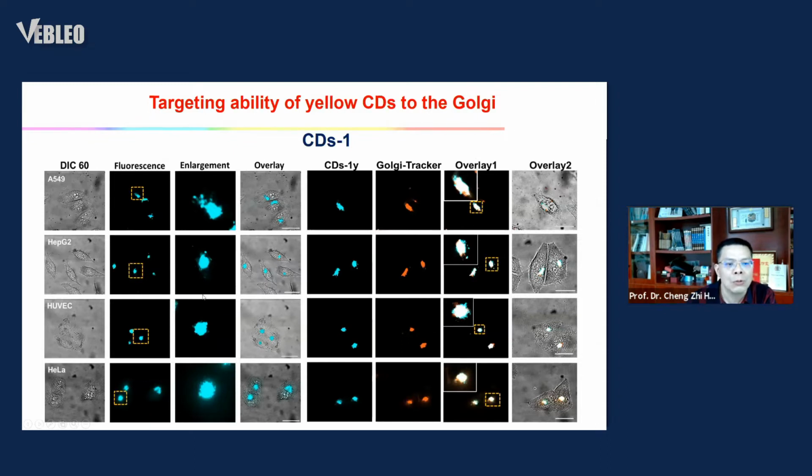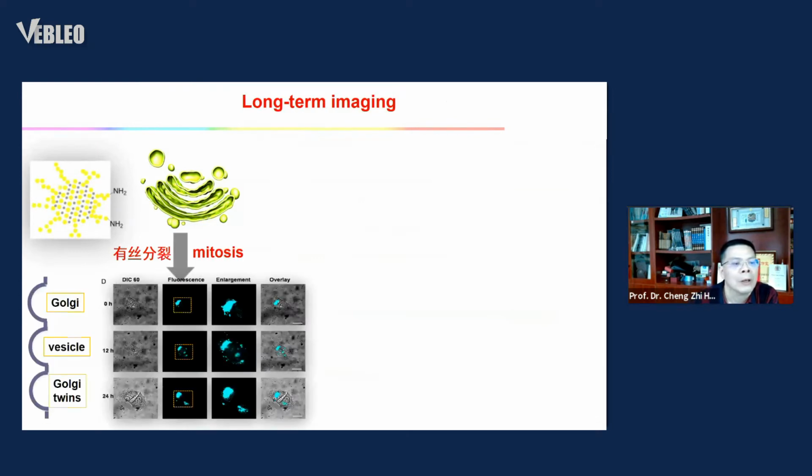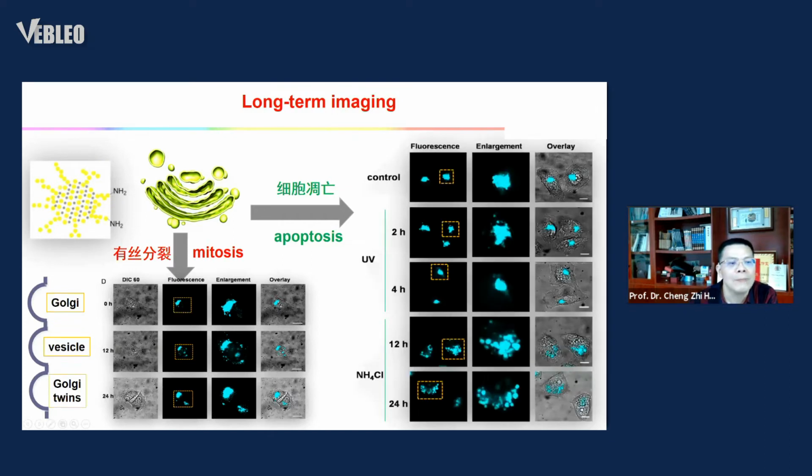This targeting to the Golgi could be identified by co-localization experiment with commercial Golgi tracker or etc. In such case, by using carbon dots, we can have very good observations of morphological fragmentation of the Golgi in physical processes, remarkably in the cell mitosis, and some characteristic processes such as apoptosis, which is introduced under physical or chemical conditions.